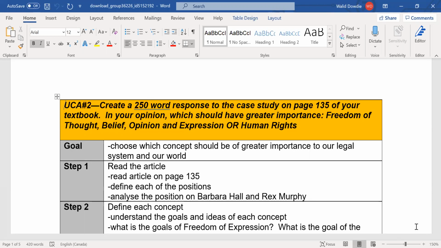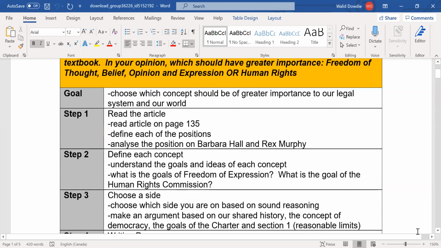Okay, so step 1 is read the article. You're going to read the article on page 135. Define each of the positions, and analyze the position of Barbara Hall and Rex Murphy. Those are the two individuals who are presenting each position. Barbara Hall is for the Canadian Islamic Congress. Rex Murphy is writing for Maclean's magazine.